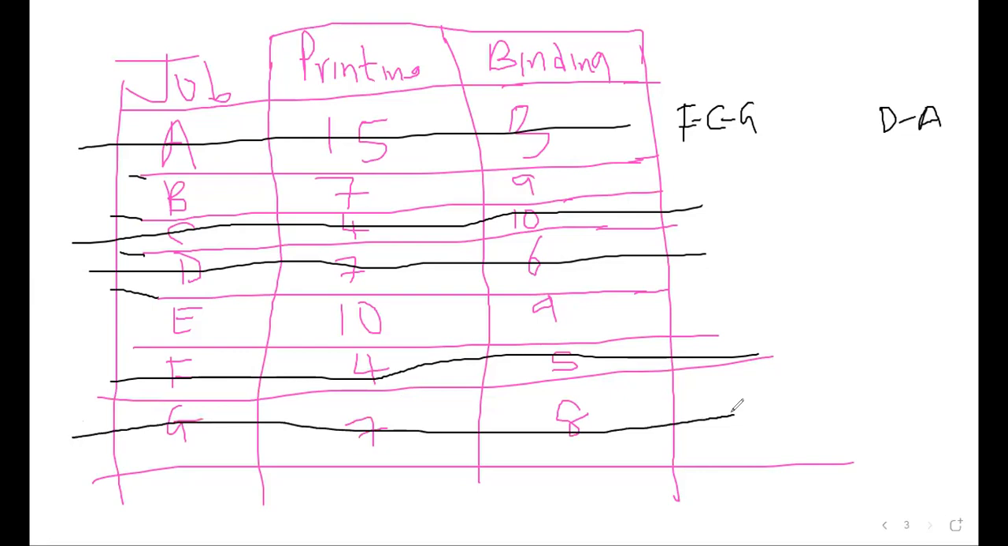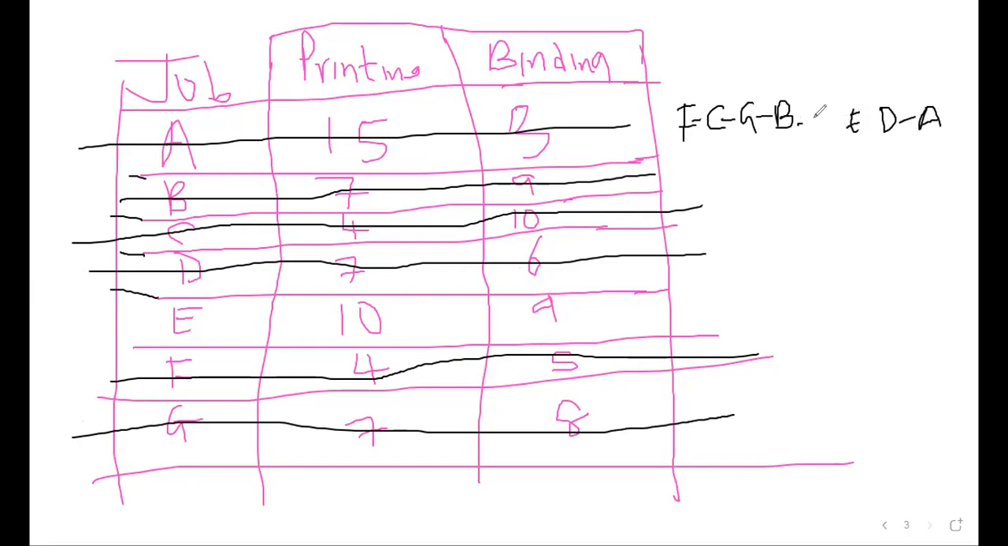Then the remaining time for these ones is 7, which is in 1, which is printing, which should be there B. And then the last one remaining is E. Okay, so E is the one remaining. So this is how the job sequence comes.